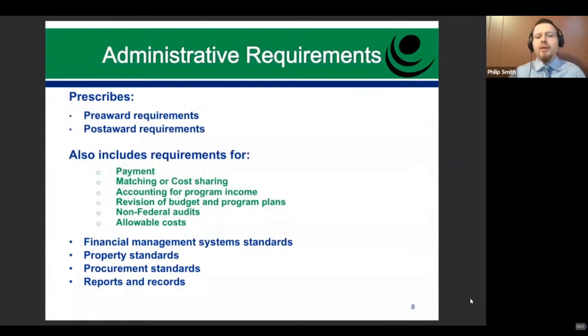Next slide. The pre and post-award requirements address items such as payment, matching or cost sharing, accounting for program income, revision of budget and program plans, non-federal awards, and allowable costs. Additionally, they provide standards for financial management systems, property, procurement, and reporting.